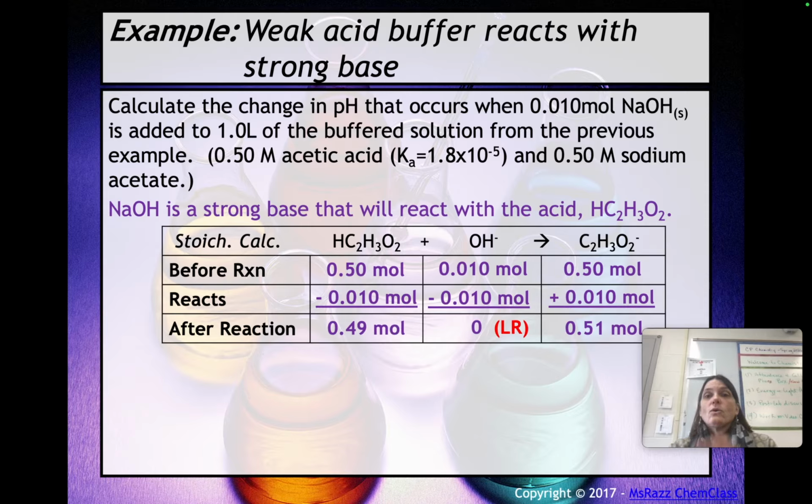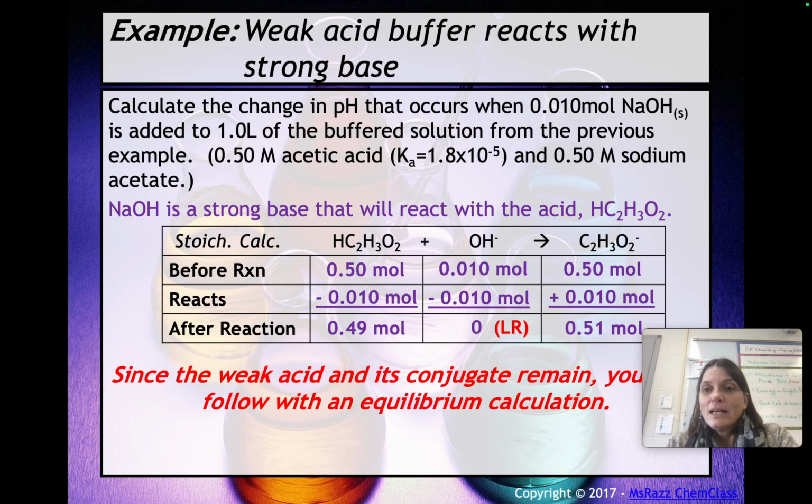So after this one-directional, non-equilibrium reaction between the weak acid and the OH- ions, what's left is 0.49 moles of the weak acid and 0.51 moles of the conjugate base. Notice what's happened here. We have made a slight shift in the amounts of our buffer system. It was equal, and now it's not. So now we can use our Henderson-Hasselbalch equation. We don't have to make an ICE chart here. Our after-reaction concentrations go right into the Henderson-Hasselbalch.